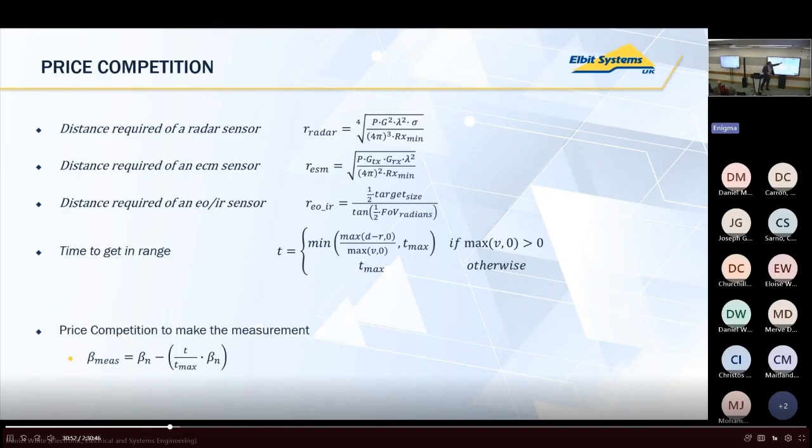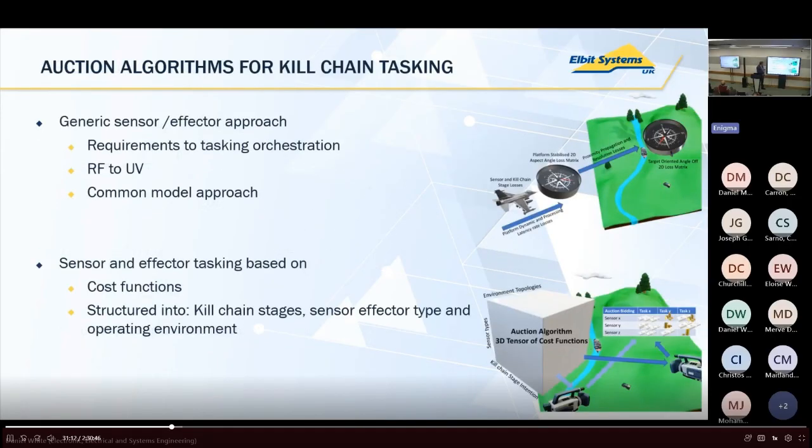And what we're going to do is calculate the maximum range and then apply that to the time to get to that sensor, so that everything's very time-based here, as tasking tends to be. So what we essentially have is a requirement for sensing. And in here, we can visualize this cost function as a three-dimensional tensor, where one is the kill chain stage, one is the sensor type, and the other is the environment topology in which it's operating.